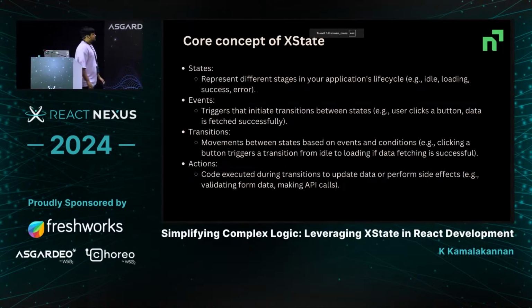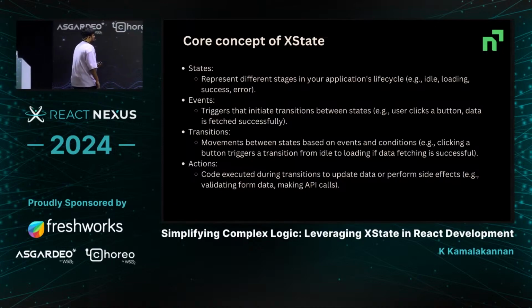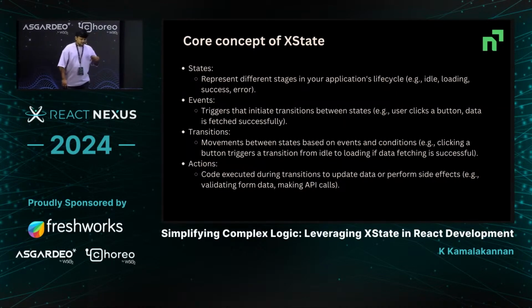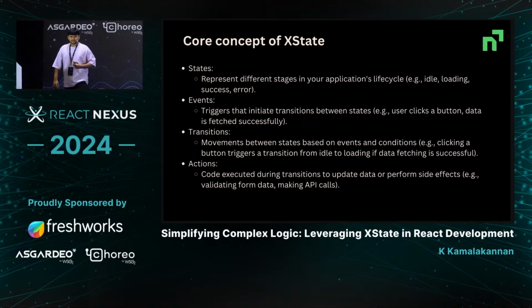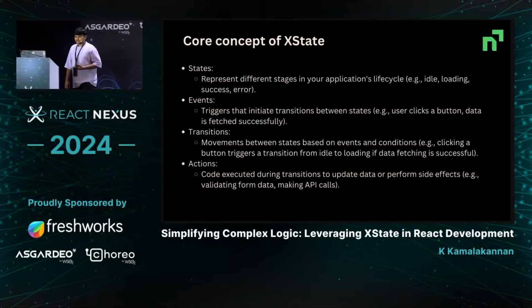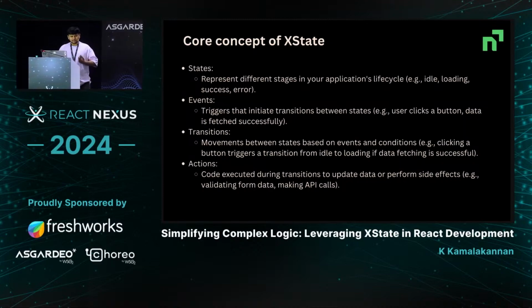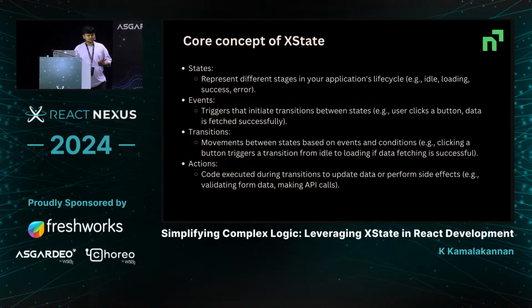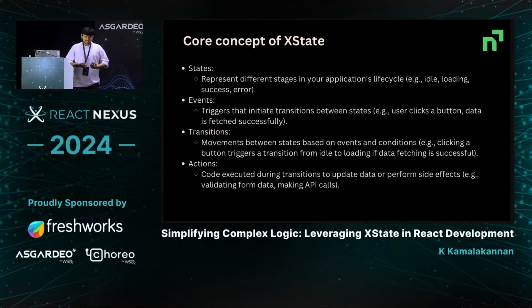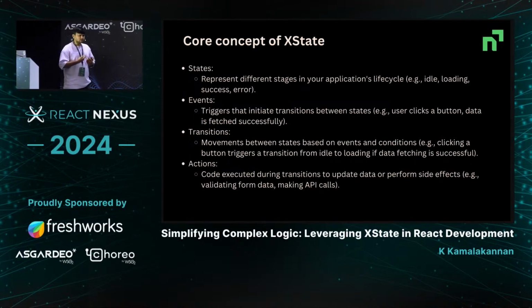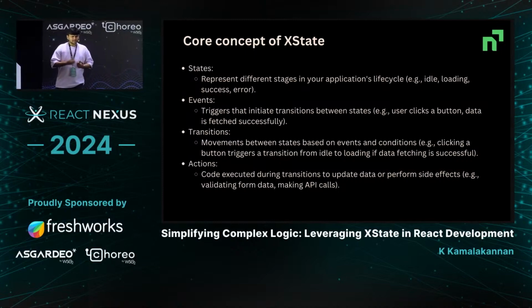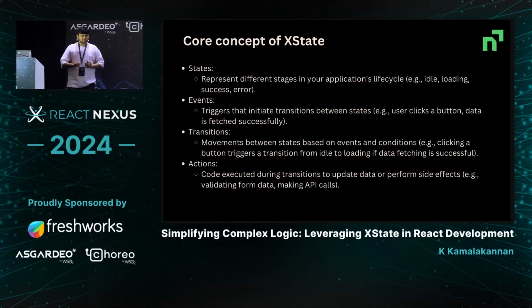Now let's dive into the core concepts of XState. As we spoke, we saw state machines, which represent the states and the transitions around them. The core concept of the entire state machine lies around states, events, transitions, and actions towards it. Here, the state is very similar to how we maintain our application state within components as well. It can be component level, or it can be application level state as well.